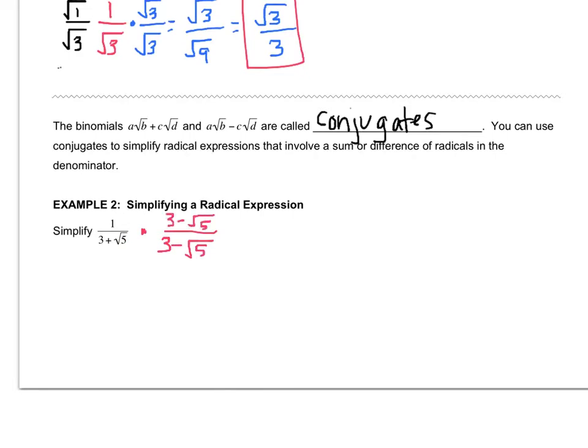Now, these are conjugates. And if you think back to when we did difference of two squares, when you had the same thing, but one was plus and one was minus, the middle terms canceled. So let's FOIL the bottom and see what we get. Well, we know the top is going to be 3 minus square root of 5 because it's times 1. But let's see what happens on the bottom. So we get 3 plus the square root of 5 times 3 minus the square root of 5. So I'm FOILing out that denominator product.